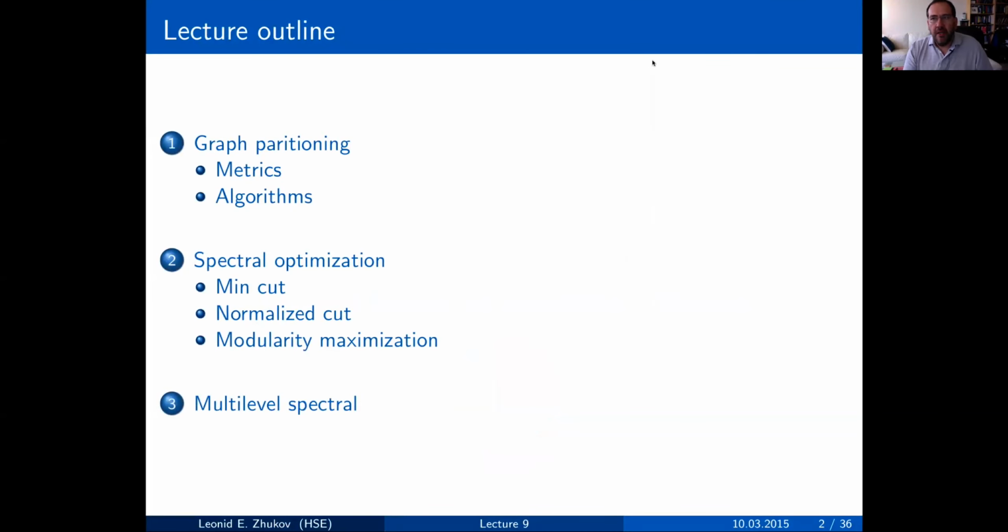So we'll start the lecture with metrics. Then we'll talk about algorithms that allow us to do graph partitioning. In particular, we'll talk about the spectral methods for finding minimum cut, normalized cut, and modularity maximization. And out of these three, modularity maximization is actually a community detection algorithm, but it uses techniques from graph partitioning. And we'll talk a little bit about the multi-level version of the algorithm.